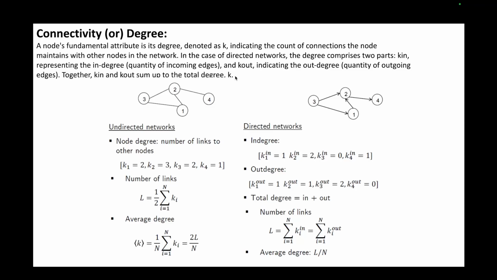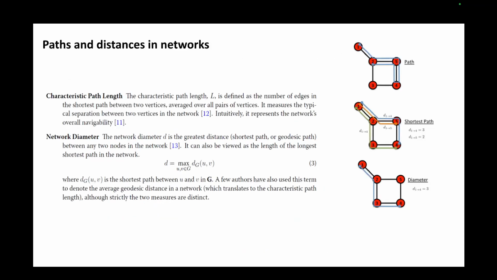Next are the paths and distances in a network. One is the characteristic path length, which is basically the number of edges in the shortest path between two vertices, averaged over all the vertices. It measures the typical separation between two vertices in a network. This is basically a path, but this is not the characteristic path length. Well, it can be a characteristic path length depending upon your approach. What I mean to say is this is not the shortest path, but it can be the characteristic path length, which can measure the network's overall navigability. It is defined as the shortest path between two vertices averaged over all the vertices.